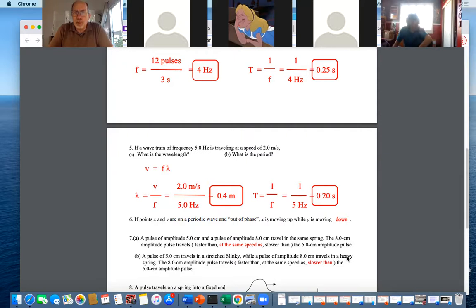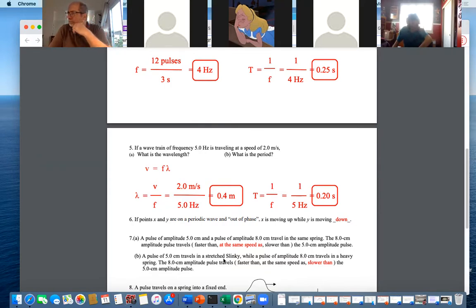And if it's harder to move, which would qualify as a more dense medium, then the wave is going to travel slower than a pulse in a less dense or easier to move medium, such as in this case the stretched slinky. All right.